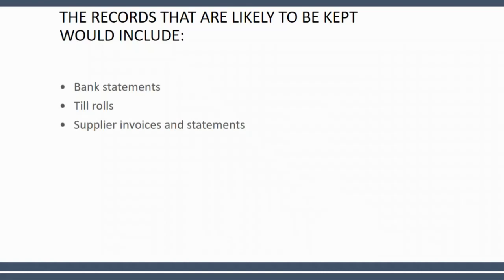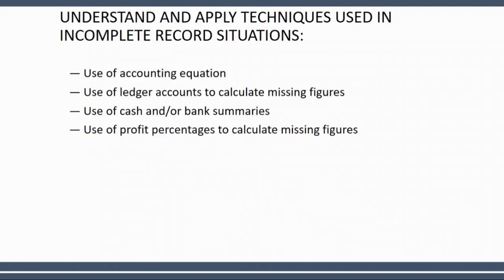Supplier invoices and statements are available, and even if for some reason you have lost some invoices or statements, you can always go to your supplier and get a copy of them. Sales invoices and statements are available. They are available with you, and also your customers have a copy, so these are not an issue. You usually have your sales invoices and statements.